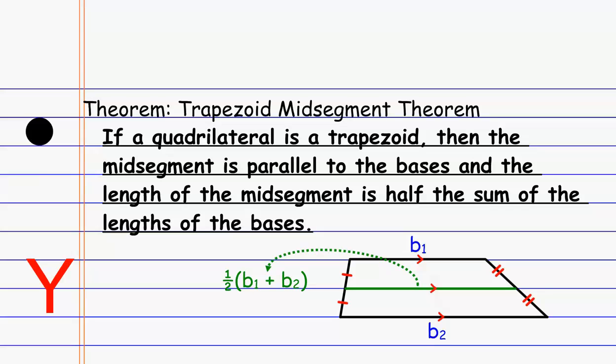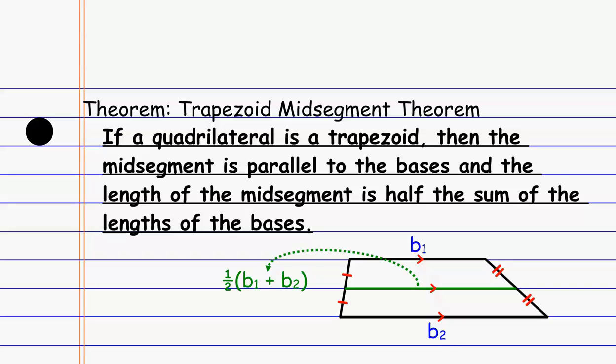The last theorem we have for trapezoids, and this one applies to all trapezoids. This isn't just isosceles trapezoids this time. This one actually has a special name, the trapezoid midsegment theorem. If you remember, a midsegment connects the midpoints of the two legs, and we've dealt with midsegments in terms of triangles before. This is going to be pretty much the same thing. It connects the midpoints of the legs of the trapezoid this time.